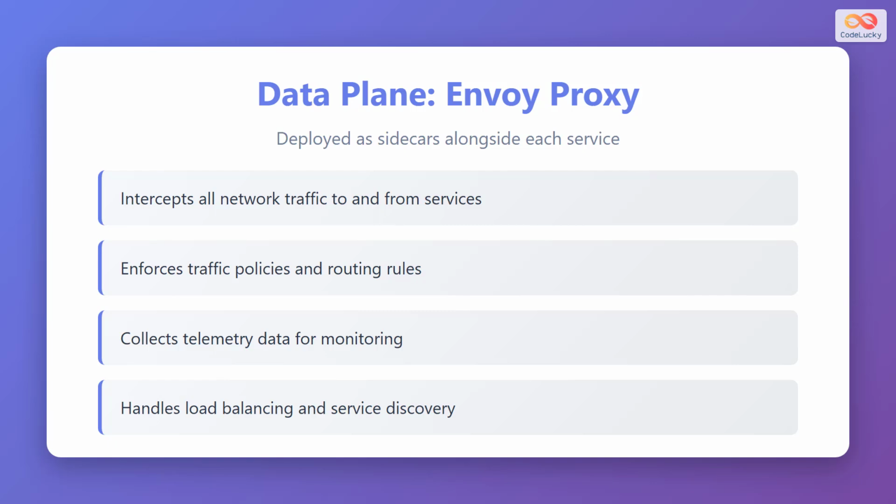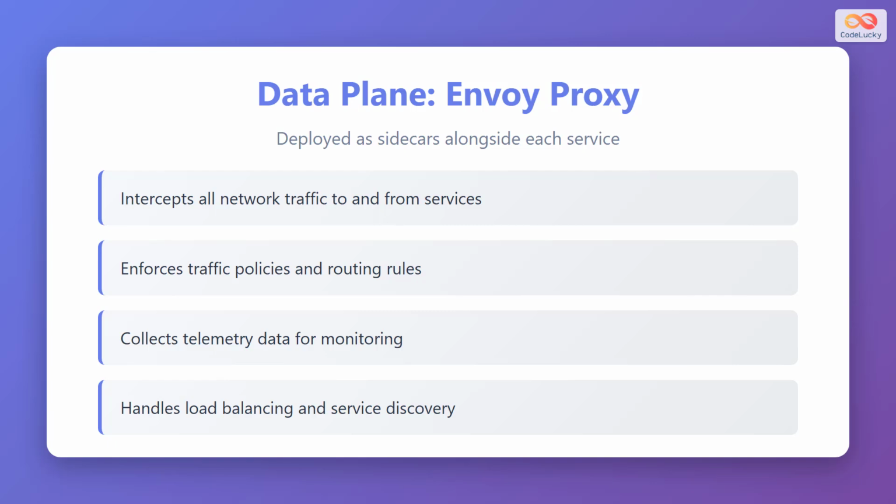Let's take a closer look at the data plane. Envoy is a high-performance proxy that gets deployed as a sidecar container alongside each service in your mesh. The sidecar pattern means that every pod containing your application also contains an Envoy proxy running in a separate container. Envoy intercepts all network traffic coming into and going out of your services, acting as an intelligent intermediary.